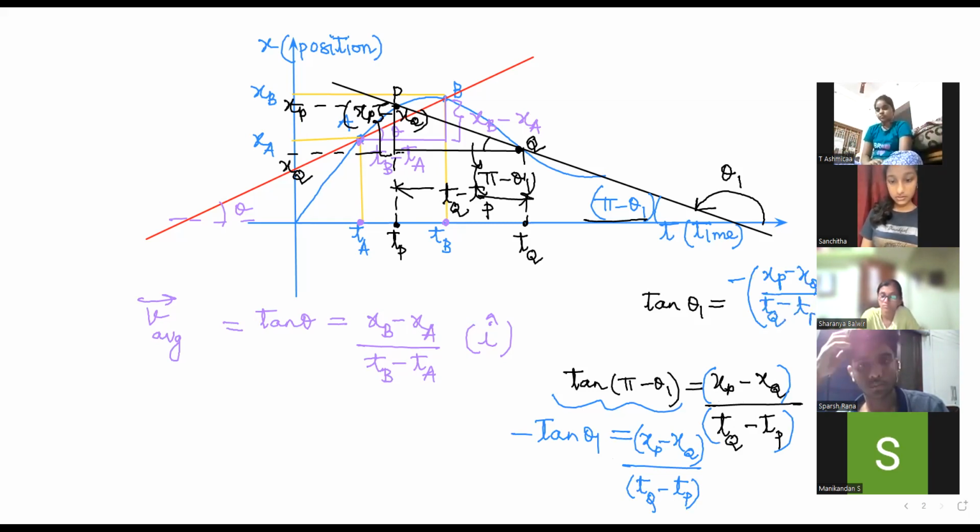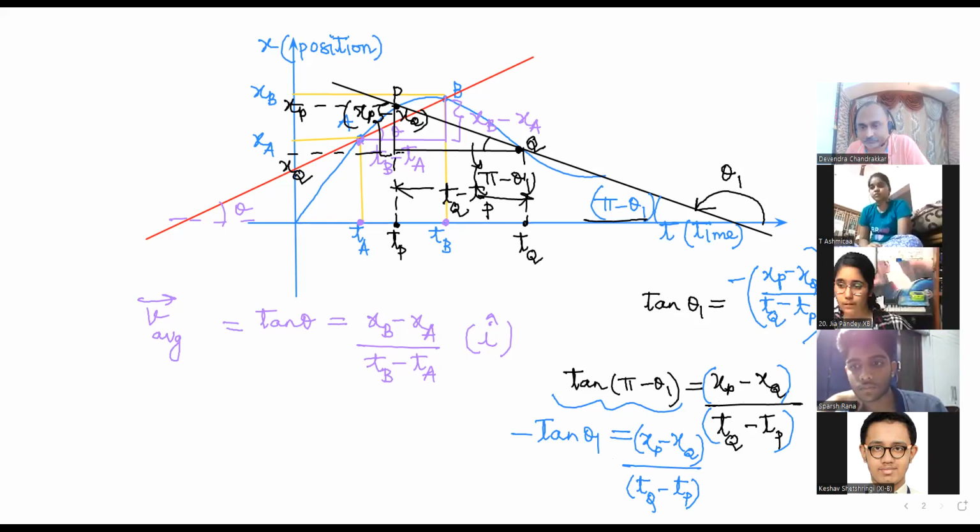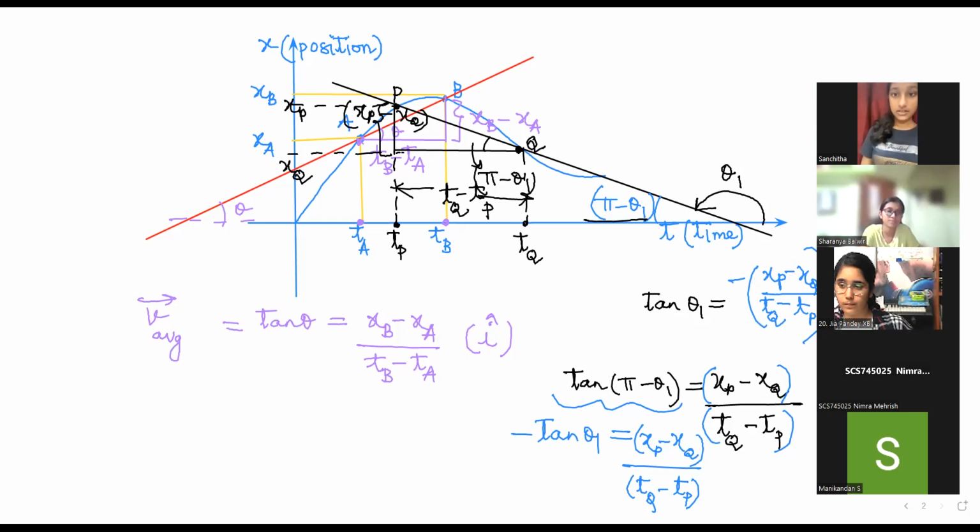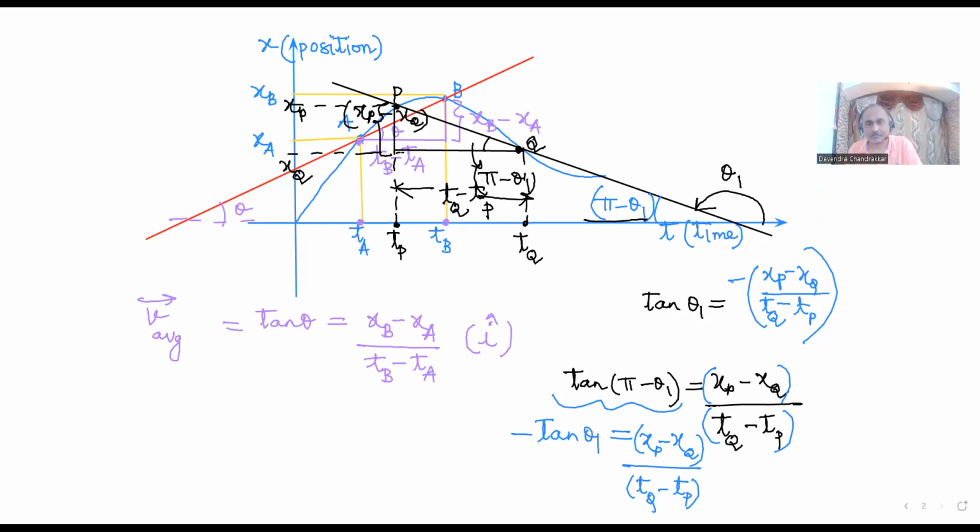Did you understand, beta, or not? All of you. Sanchita, Ashmika, Sharanya, Sparsh, Krisha, Understood. Understood, sir. Keshav, yes. Yes. Nimra. Yes, sir. Now let's do one question based on position time graph and then we will end our session today. Okay?